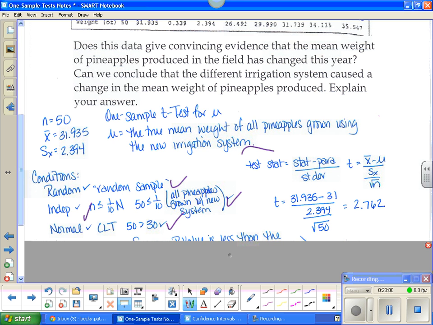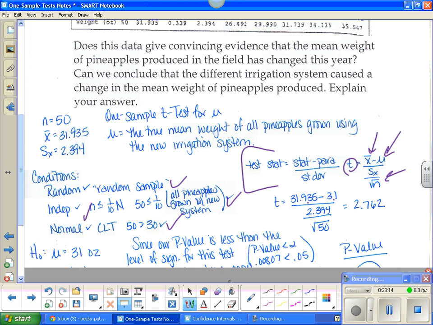And then this is where I panic and I go to my formula sheet and then I calm down. So my test statistic is my T. There's my stat. There's my parameter. There's my standard deviation. Stat is from the Minitab. Parameters from my null and my alternate, which I have down there. There's my standard deviation and there's my sample size.